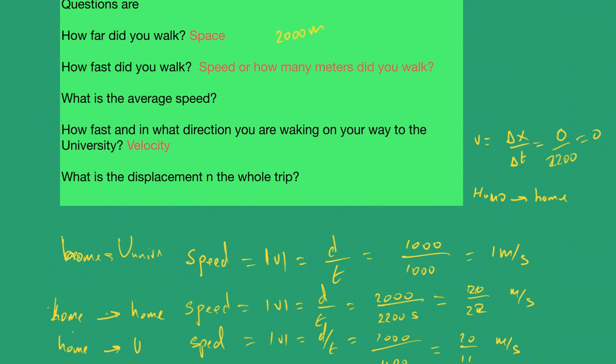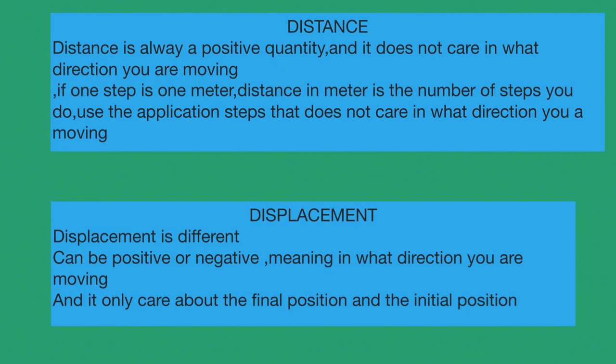Meanwhile here, the speed, that is a different concept, the speed going from home to home is 20 divided by 22 meters per second. So the displacement in the whole trip is 0, and that makes the average velocity 0. So it's different, the velocity from the speed.